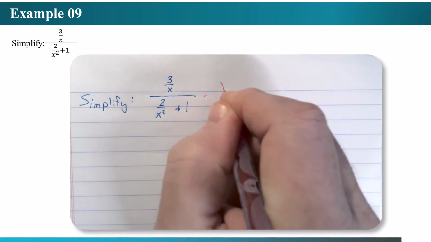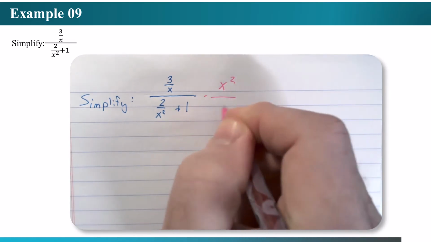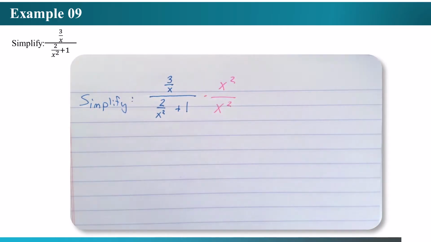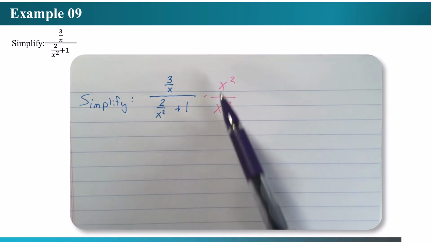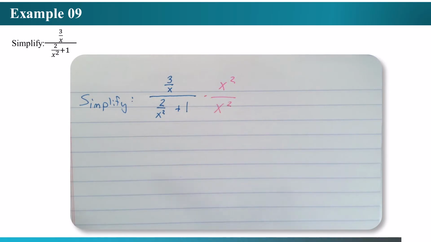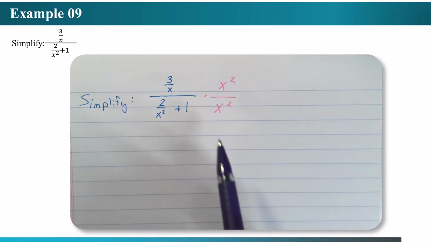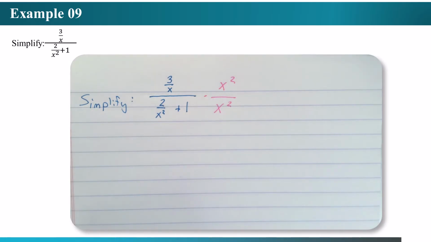I'm going to multiply by x squared up here, and I'm going to multiply by x squared down here. And x squared over x squared is just equal to 1 as long as x is not equal to 0. And so we're not really changing anything with the problem. All we're doing is multiplying by 1.